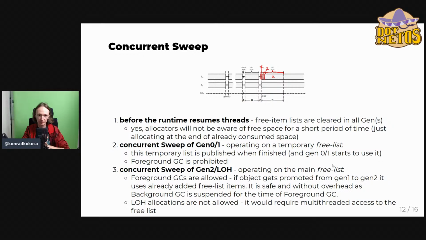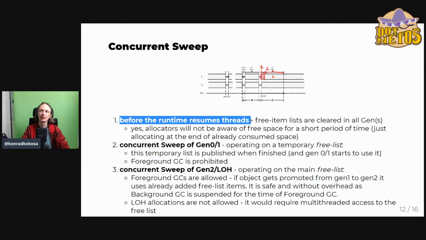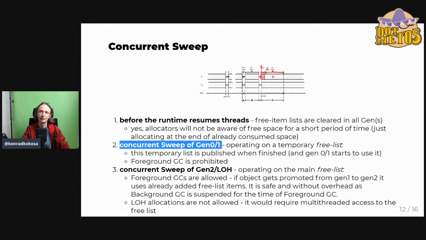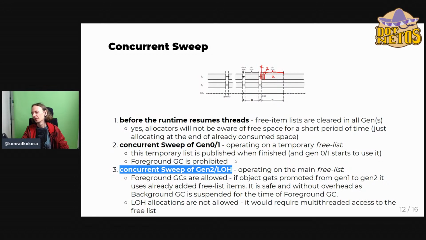And then the last stage is concurrent sweep of the Gen 2 and large object heap. The first phase is super fast because it is just clearing the free list items. The second one is super fast also because it is just concurrent sweep of a not so big memory region of Gen 0 and 1. And this one is the longest one. Typically it is, I don't know, 18% of the whole time, because we are concurrently sweeping generation 2 and large object heap, which may be really huge. And this is the most beneficial for us to do concurrently.